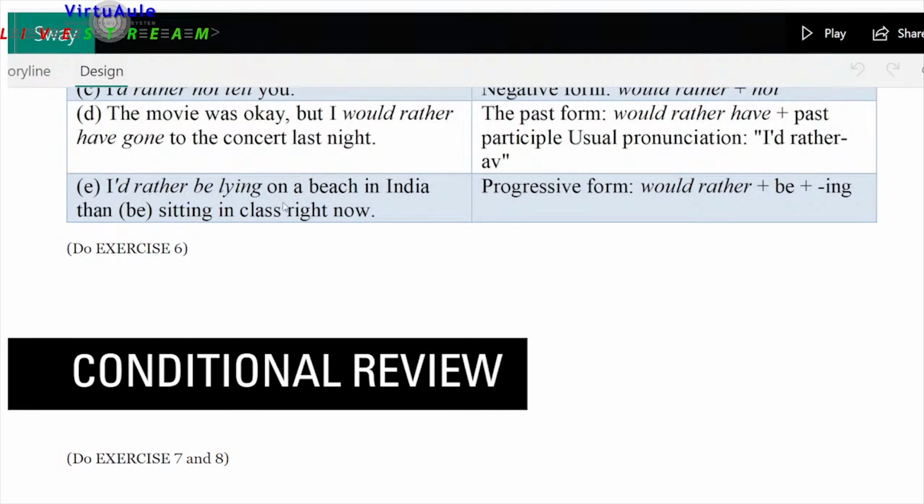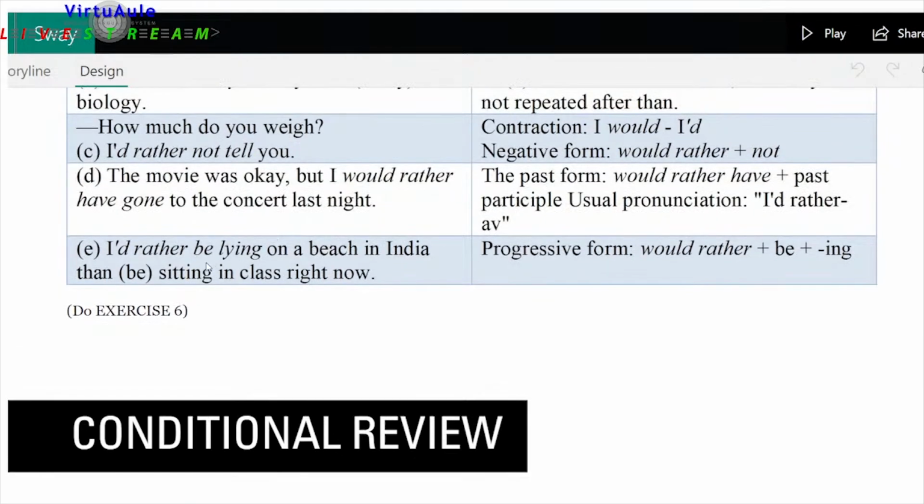I'd rather be lying on a beach in India than be sitting in class right now. You can also use this in a progressive form. I would rather be lying. The most important thing is that you have be, which is an infinitive. After the modal would, I would be lying, I could be lying, I would rather be lying.